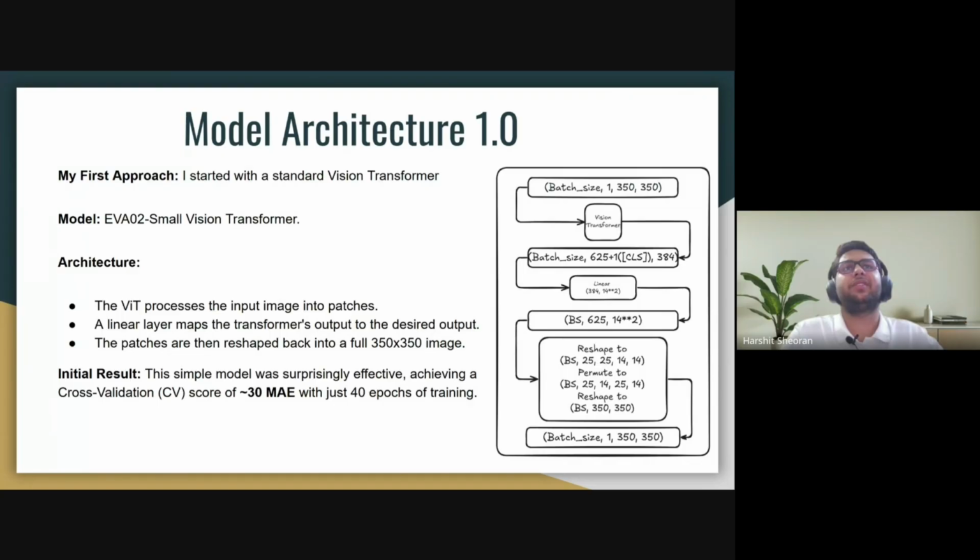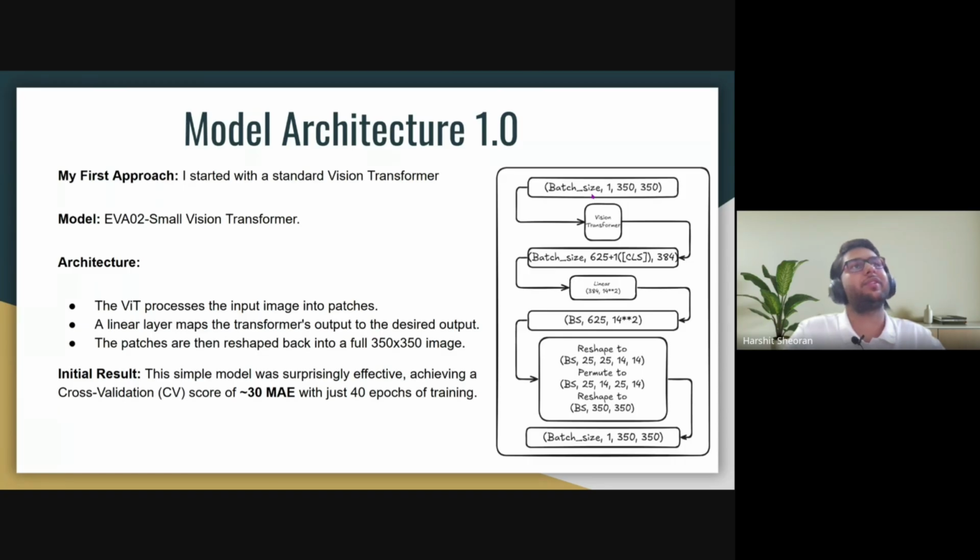I started with a simple vision transformer architecture. The model of my choice was an EVA02 small. EVA doesn't stand for anything, but this is a very good model available in the TIM library, one of the best ones. So I started with it. My architecture is on the right side of the screen. I'm giving it an image.